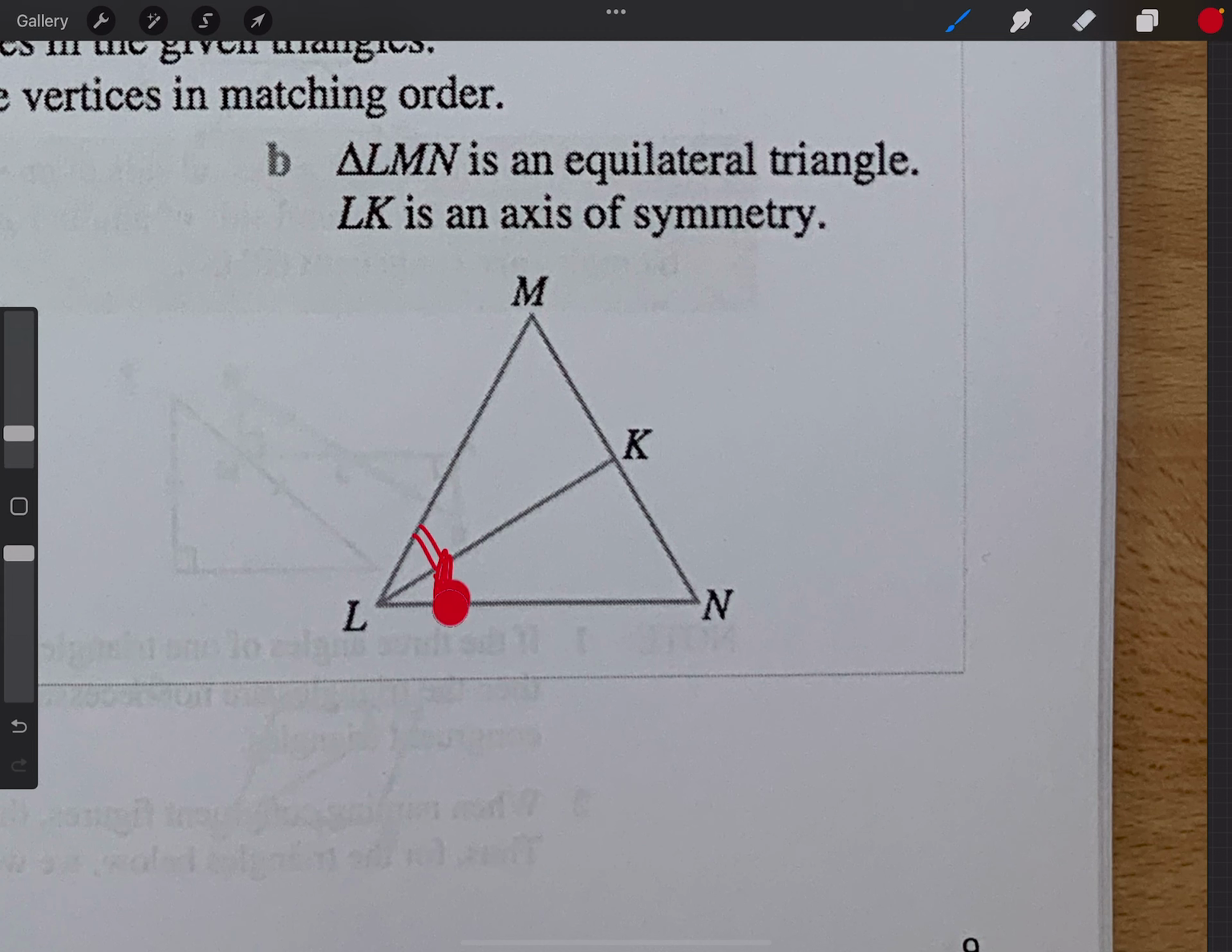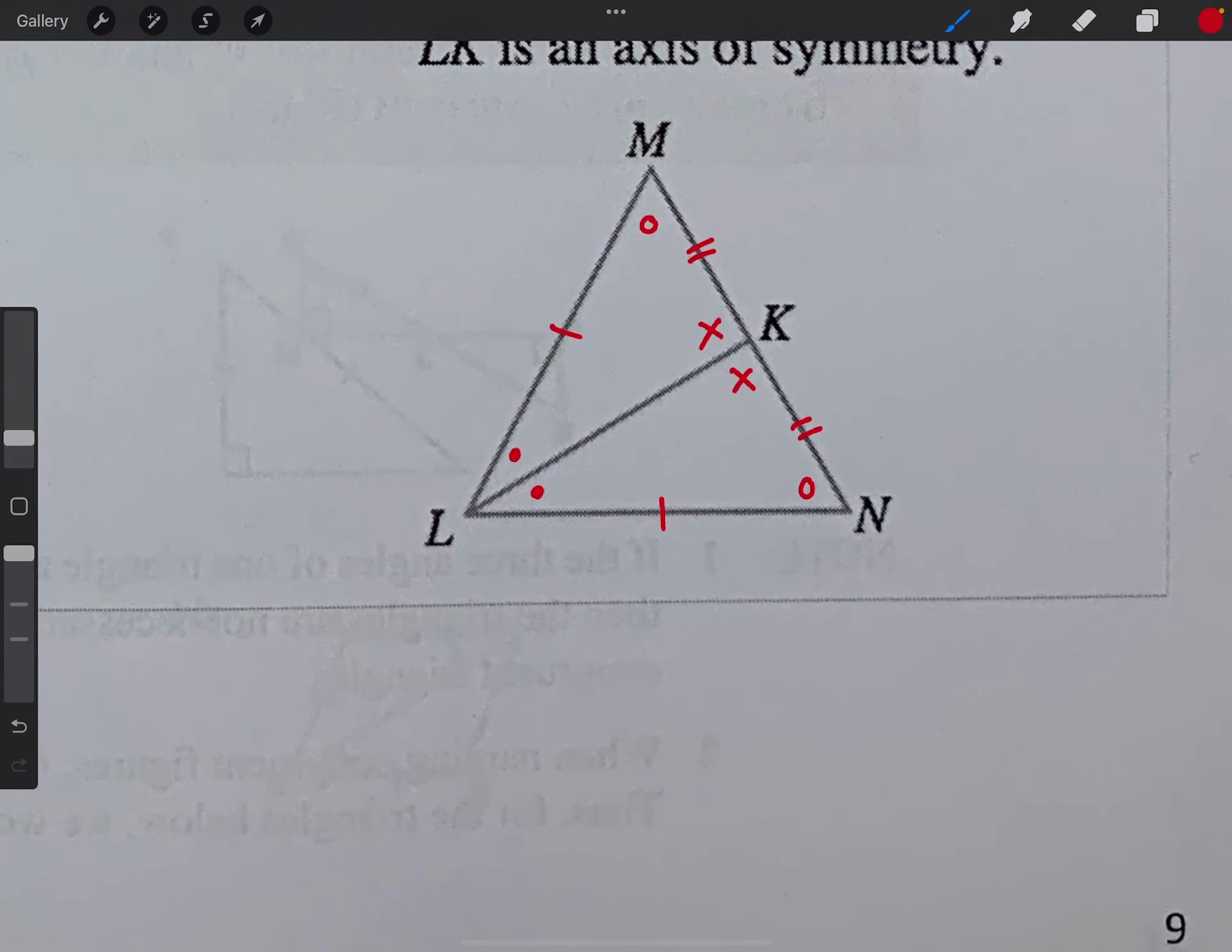So let me just label that. I'm gonna label it with 2 dots there. This angle is 60 degrees and so is this angle. And obviously this angle is going to be the same as this angle here, because of axis of symmetry, which means that they're gonna be the same. These lengths are all the same. This length is the same as that length. That length is the same as that length, and the middle length is the same as each other. So we have 2 congruent triangles. This one is congruent to this one.